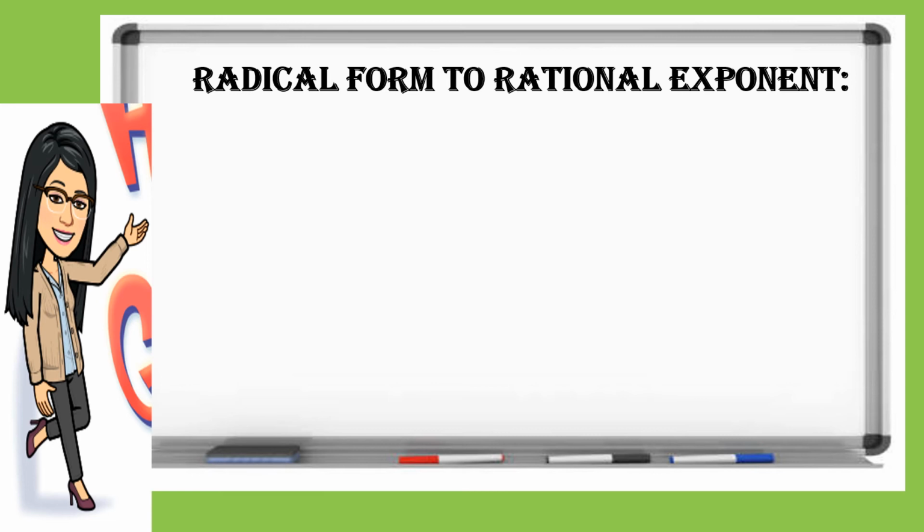Now let us take the reverse process. Let us transform the radical form to the rational exponent. Let us consider the first example. How will you write the square root of 6 in exponential form? First, look at the index. It used square root, so our index is 2, meaning this is the denominator. And 6 is raised to an invisible 1. So 6 is raised to 1/2.